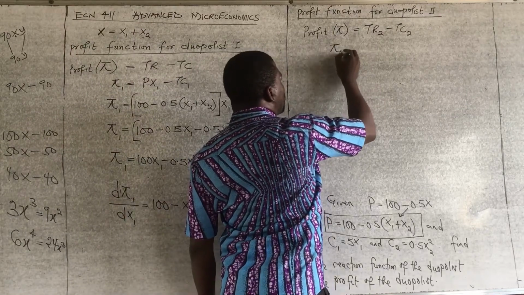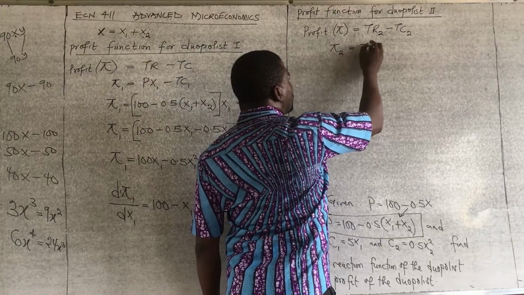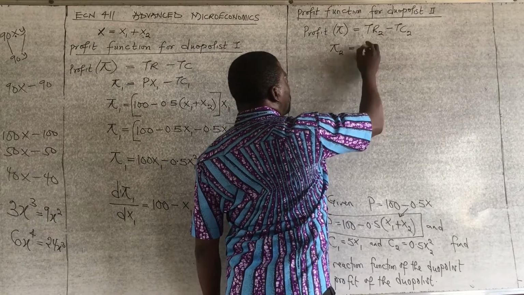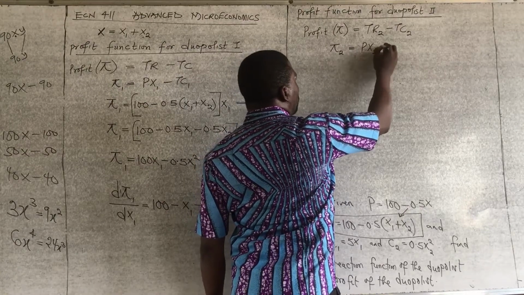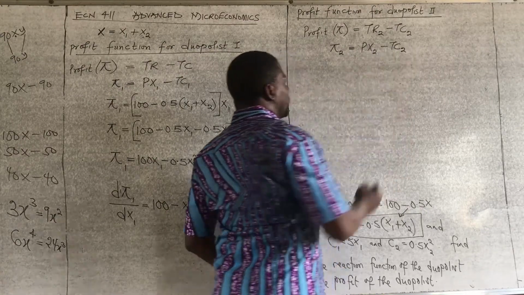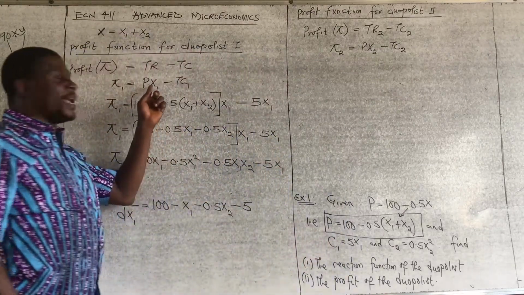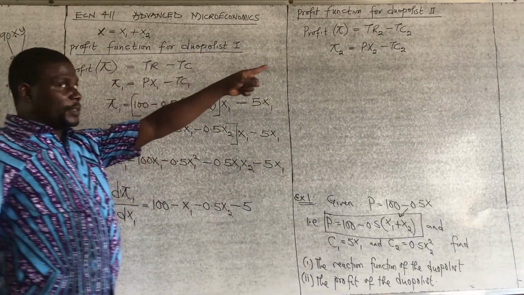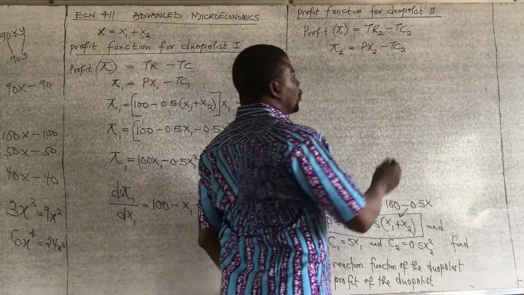Now here, our profit 2 becomes our total revenue 2, which will be px2, minus tc2. Do you agree? Yes. It is px1 for Duopolis 1. Now it's Duopolis 2, so it will be px2.